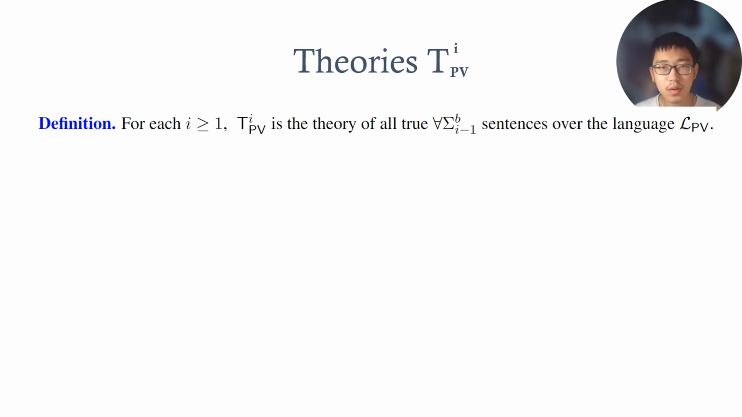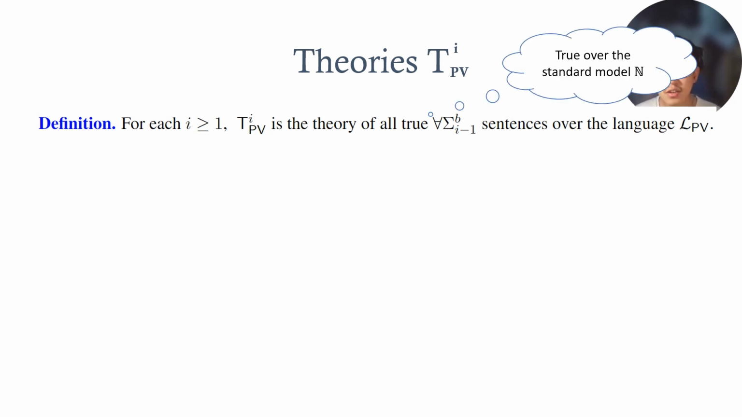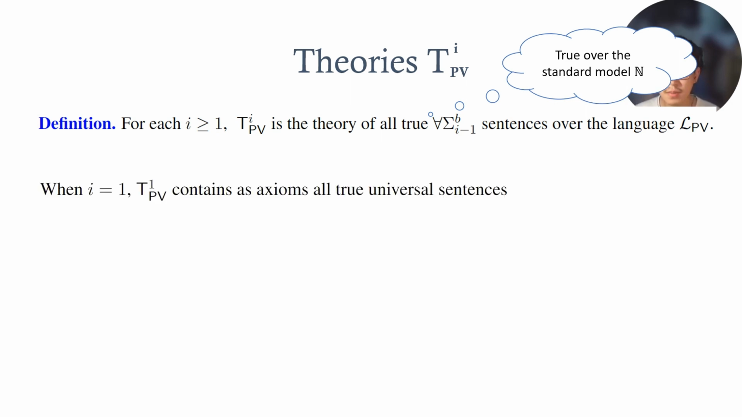In this work, we use the following theory T^i_PV. For each i larger than or equal to 1, T^i_PV is the theory of all true ∀Σ^b_{i-1} sentences over the language L_PV mentioned above. Here, true sentences means the sentences that are true over the standard model, and we will define ∀Σ^b_{i-1} sentences later. First, let's give some examples.